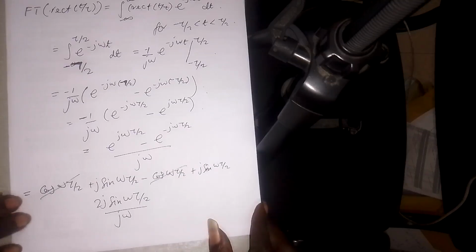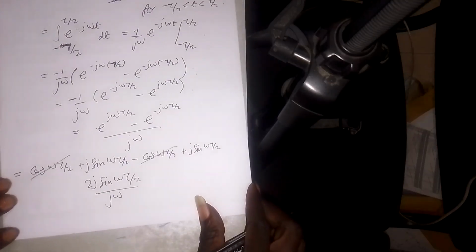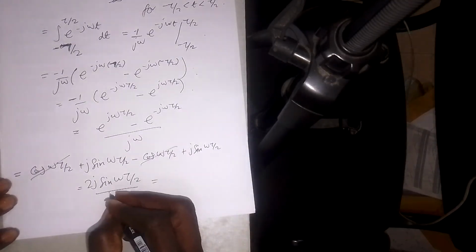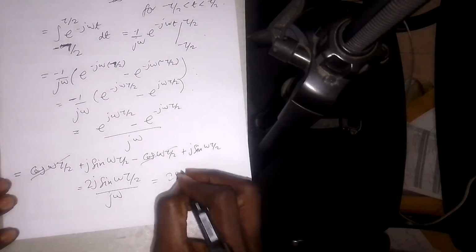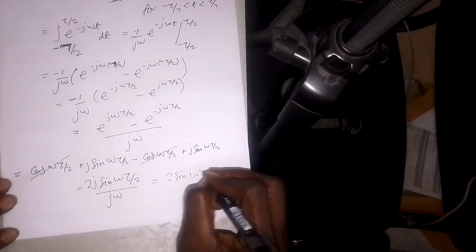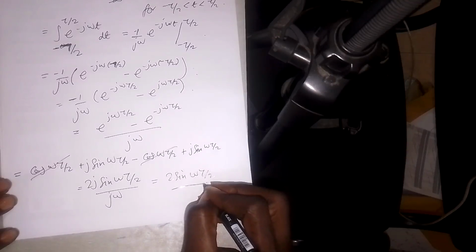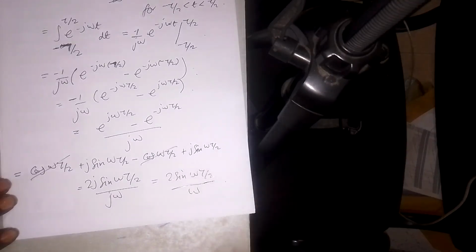So now you're going to have j cancel j. You're going to have 2 sine tau omega on 2, over omega. This is what you can have.